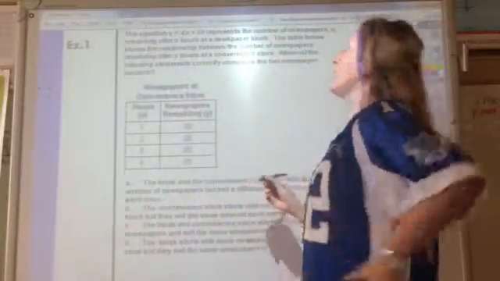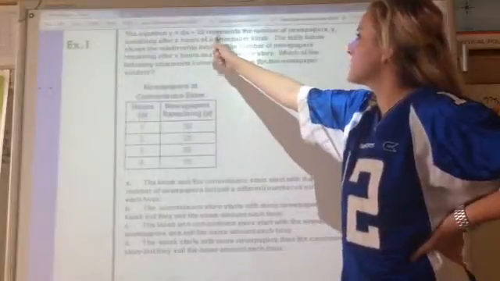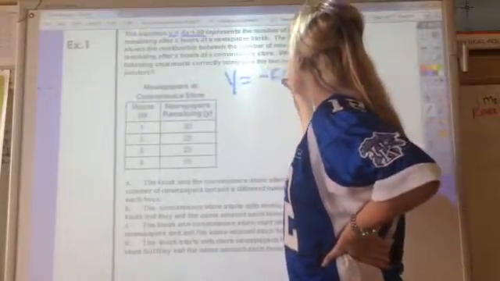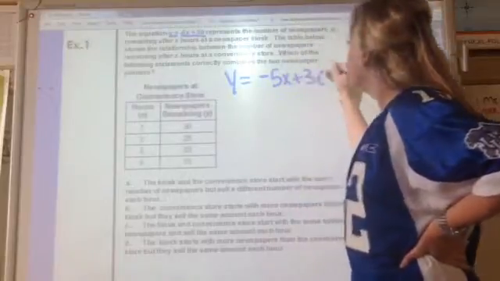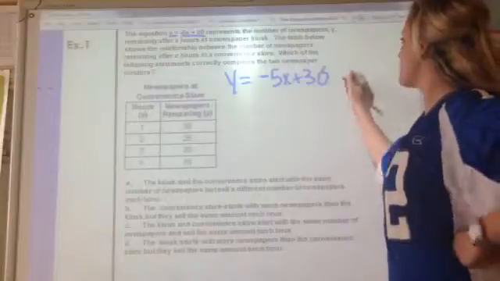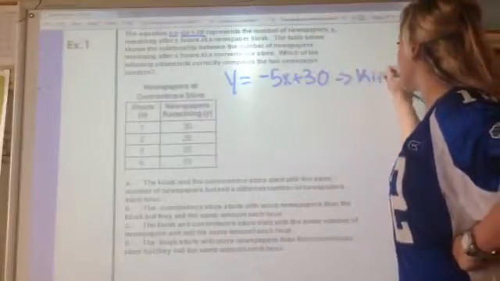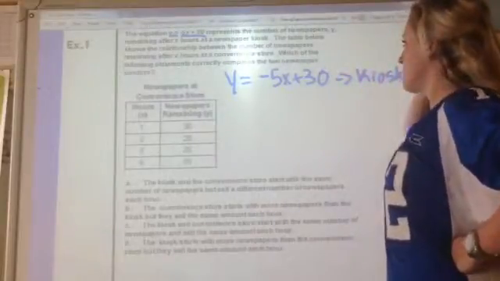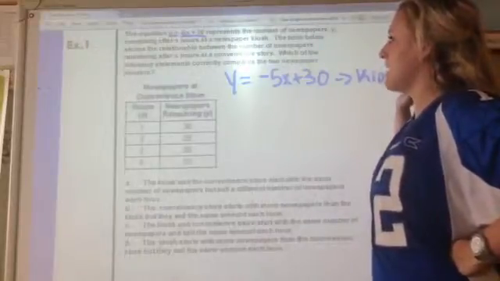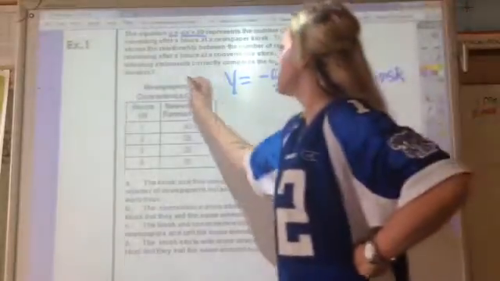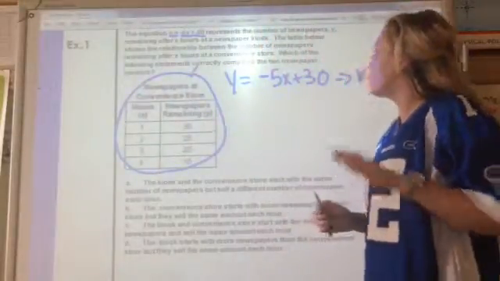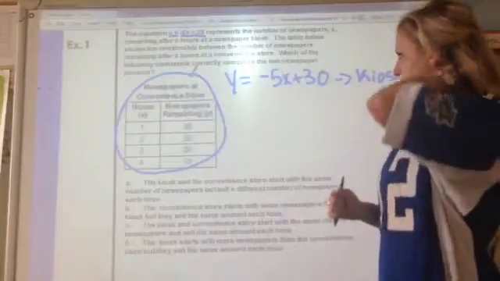All right, so the equation y equals negative 5x plus 30 represents the number of newspapers remaining after hours at a newspaper kiosk, which is like a newspaper stand. The table below shows the relationship between the number of newspapers remaining after hours at a convenience store. So my table is showing a convenience store. Which of the following statements correctly compares the 2 newspaper vendors?